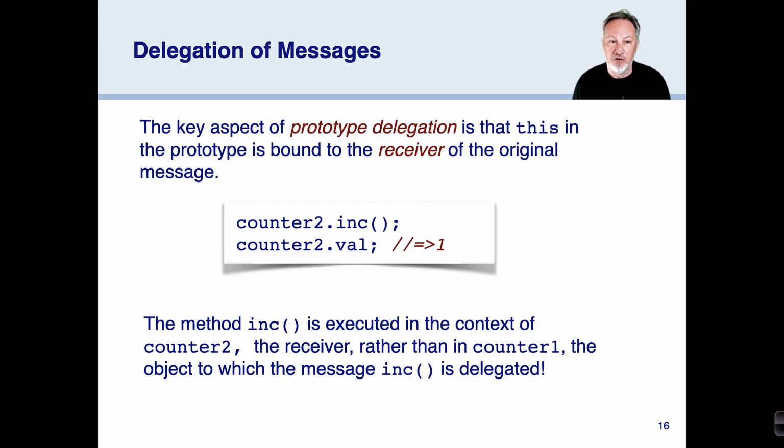So this is essential. The key aspect then of prototype delegation is that this in the prototype is bound to the receiver of the original message. So when we invoke inc on counter 2, it's the value of counter 2 which is incremented and not that of the prototype counter 1.